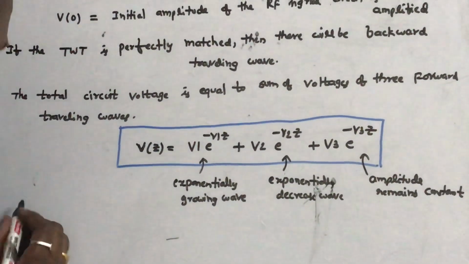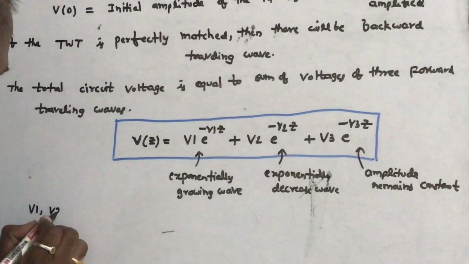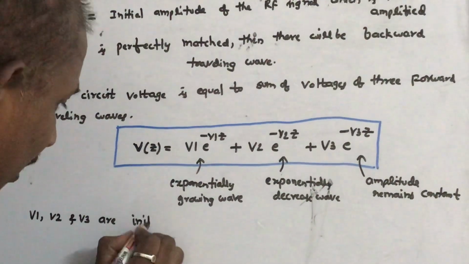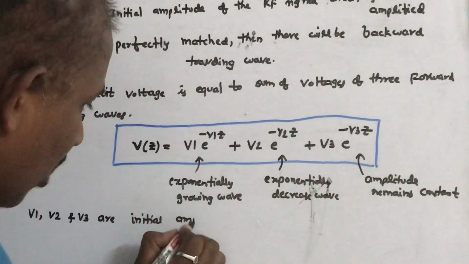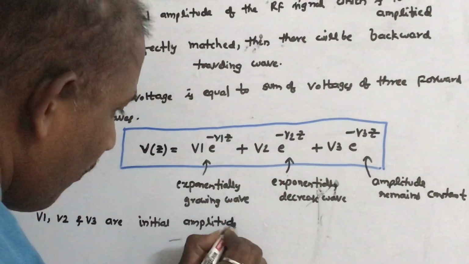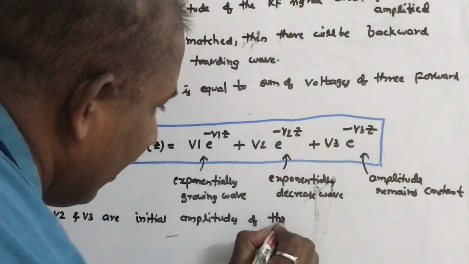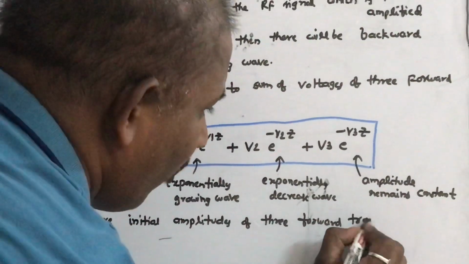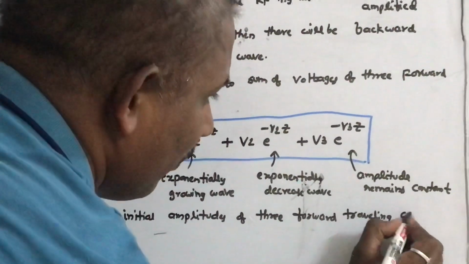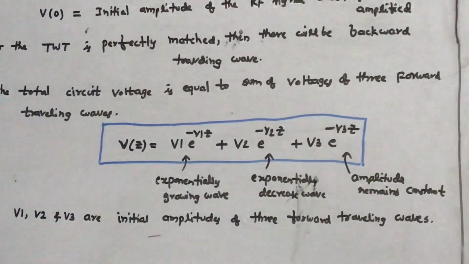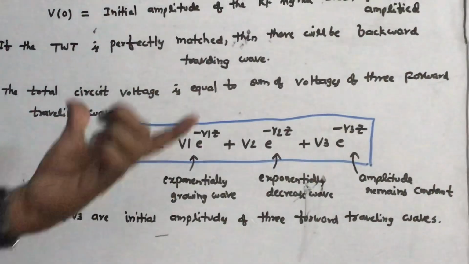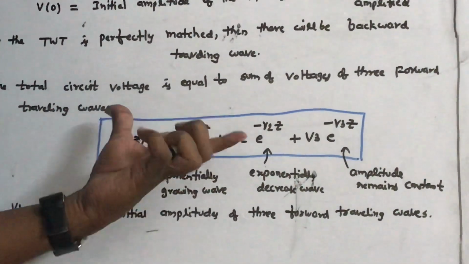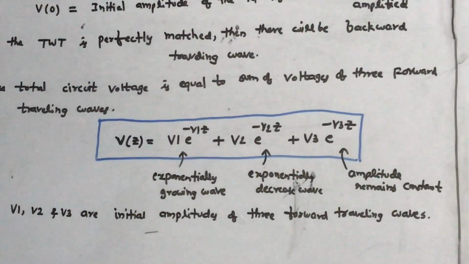Here V1, V2 and V3 are initial amplitudes of three forward traveling waves. First we have to write the total circuit voltage. Remember that TWT is basically an amplifier. We are finding out the gain of this amplifier, the power gain of this amplifier.